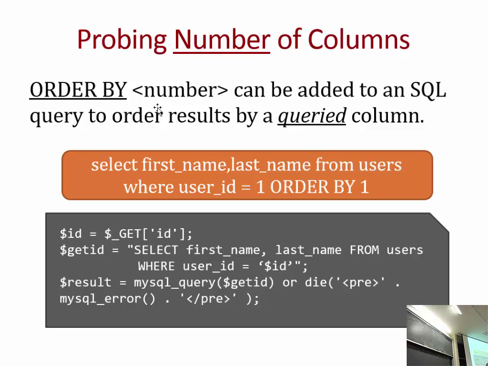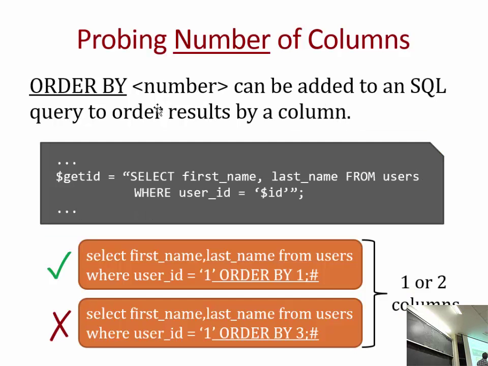So here's what it's going to look like. You put in this query over here, and it's going to become this query over here. Select first name, comma last name from users, where user ID equals 1, order by 1, and then empty out the extra quote. Now if I put in the number 3 here, and there's only 2 columns being queried, I'll get an error. Therefore, I know how many columns there are.